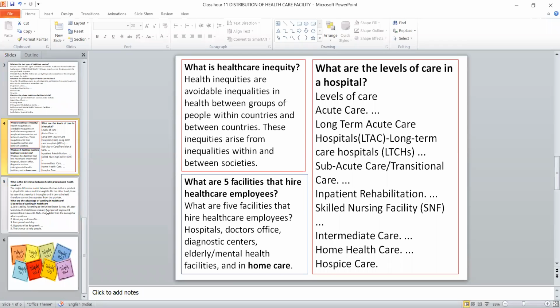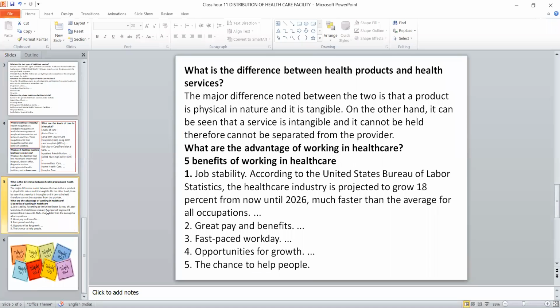Finally, I'm concluding with this. What is the difference between healthcare product and health service product? We should know there is a difference between them. The major difference you should know is that both look alike, but the first one is physical in nature. It is tangible. You can see and touch it. The second one is a service product. It is not physical. Physical presence may not be there.